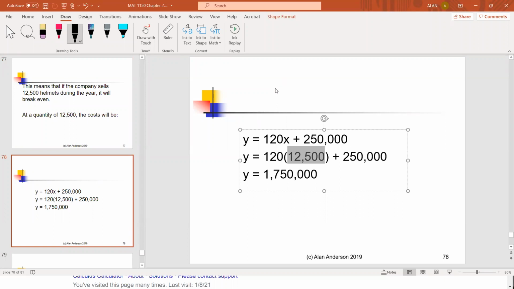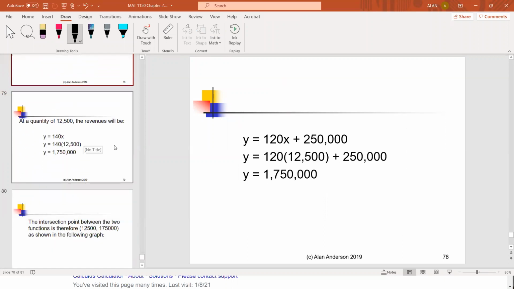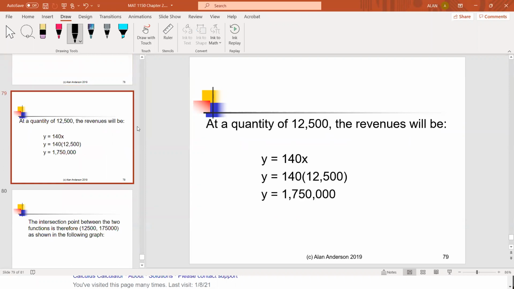And the revenues received from doing this would be the 140x. Okay, so therefore, let's plug that in and make sure that we're getting a revenue of 1,750,000. And it is the same.